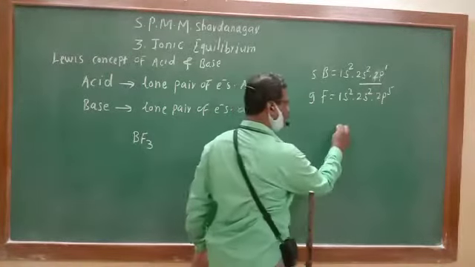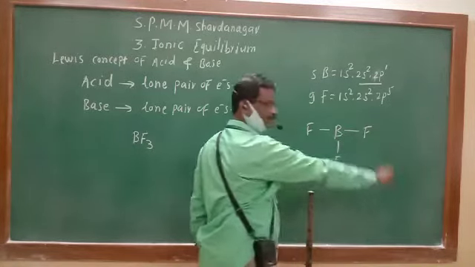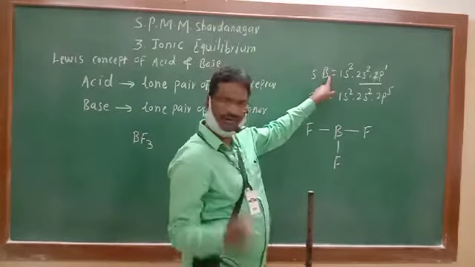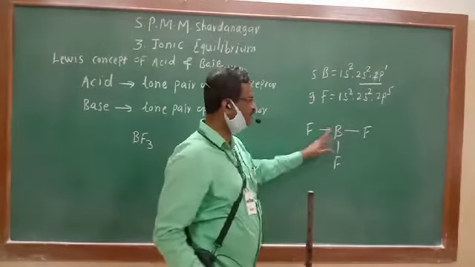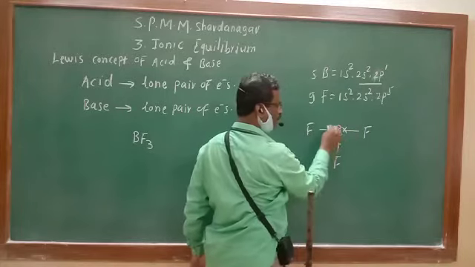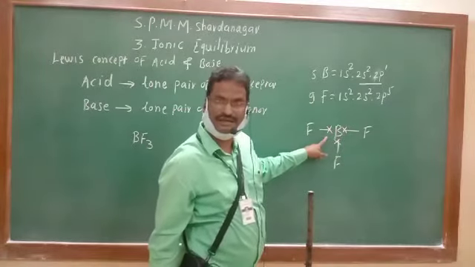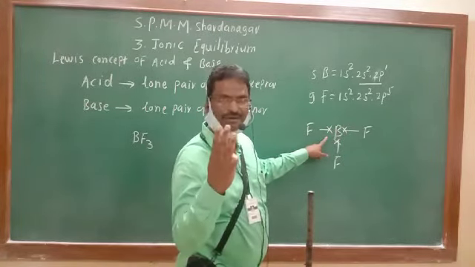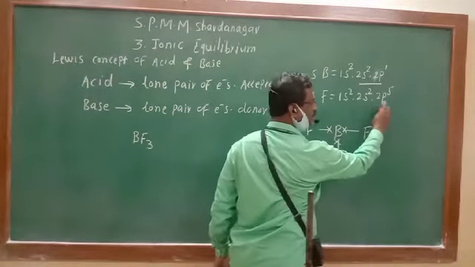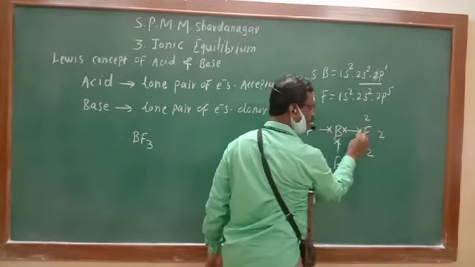Now, the structure of BF3 is like this. BF3, boron trifluoride. During the formation of BF3, boron shares 3 electrons: 1, 2 and 3. So 1 electron of boron, 1 electron of boron and 1 electron of boron. These 3 electrons of boron are shared with 3 unpaired electrons of 3 fluorine atoms. Fluorine has totally 7 electrons. So 2, 2 and 2, that is 6, and 7 is here.